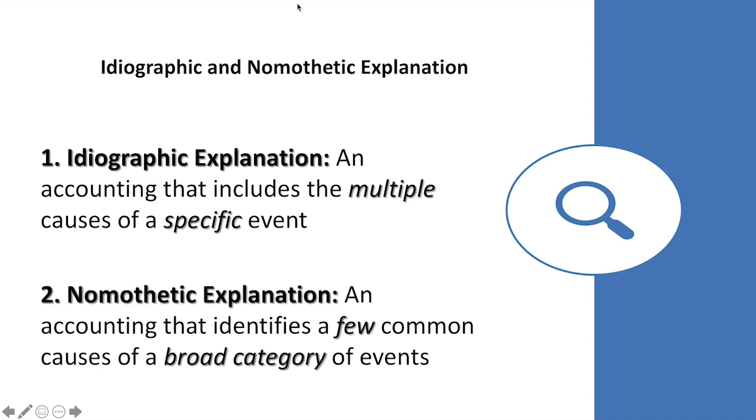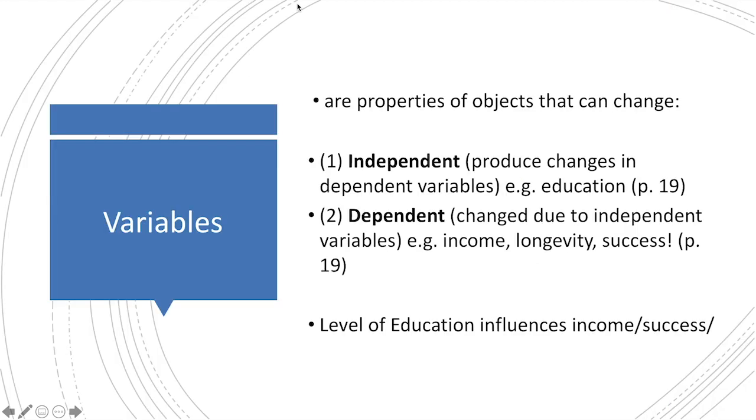Nomothetic is typically where you're trying to develop overarching rules or laws or principles to explain things, and you're identifying a few common causes of a broad category of events. So these are just different approaches. A really important part of chapter 1, and something we want to put a bit of emphasis on, is the concept of variables.